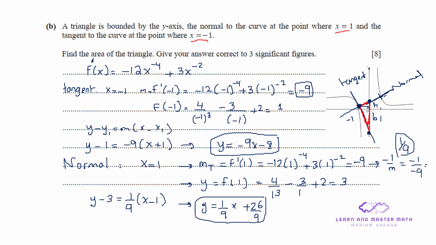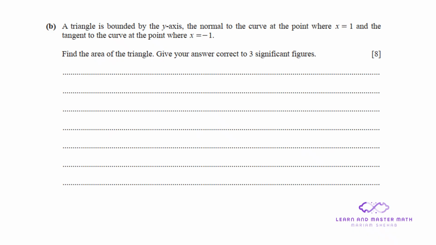Well, I have a comment here. Once we have the equations, the y-intercept is obvious that this line here will be meeting my y-axis at negative 8, and the normal will be meeting the y at 26 over 9. So if you want to find this distance here, just subtract 26 over 9 minus negative 8, and you got the base of this triangle. And for the height, now we need to go and find the point of intersection between the tangent and the normal.